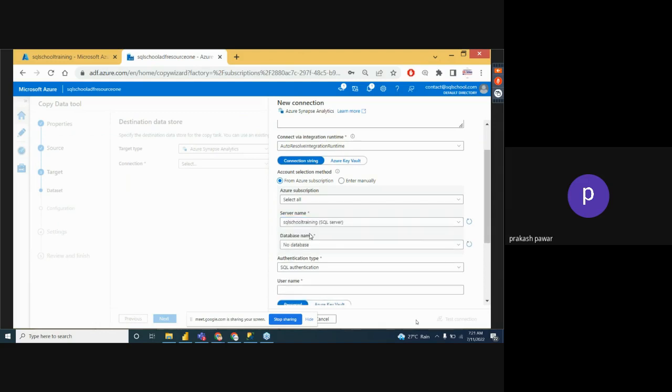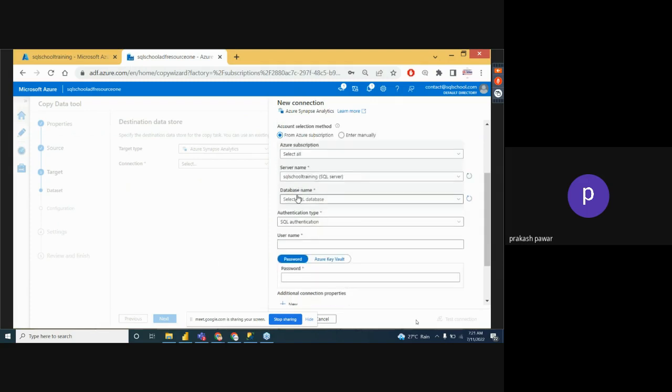Provide the server name. Next. Database. Here database means SQL pool. SQL pool is nothing but Synapse database. Remember, Synapse database, SQL pool, they're all one and the same. Next.